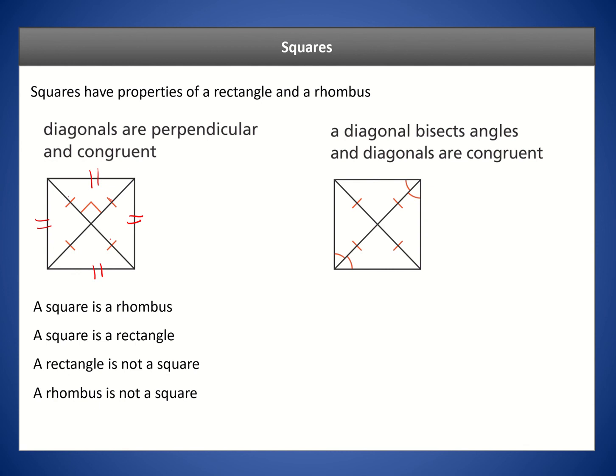So we also know, and that's a rhombus property. This is a property of a rhombus. We also know that the square has the diagonals the same length. And so this is the rectangle property. So this is what makes it a rectangle. So we know that a square is a rhombus because of this property. We also know that a square is a rectangle because of this property. But a rectangle is not a square because a rectangle does not have the rhombus property. And a rhombus does not have the rectangle property. So similarly, a rhombus is not a square.